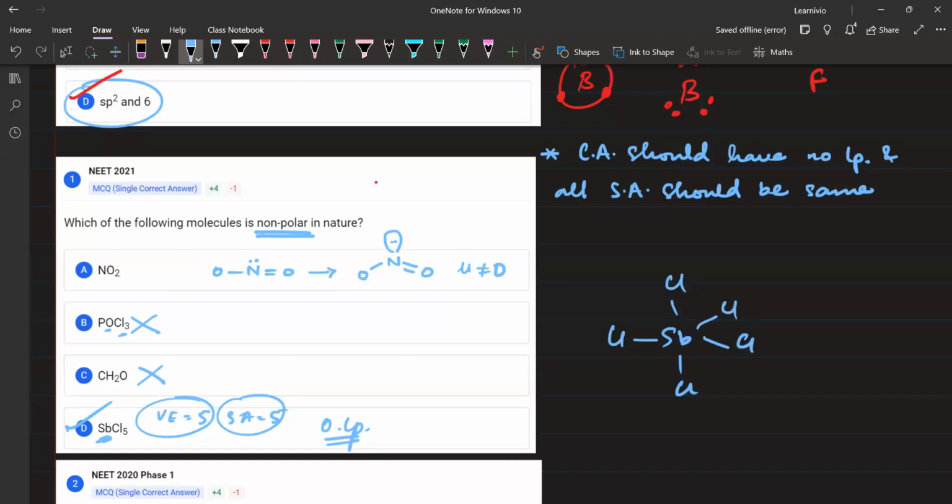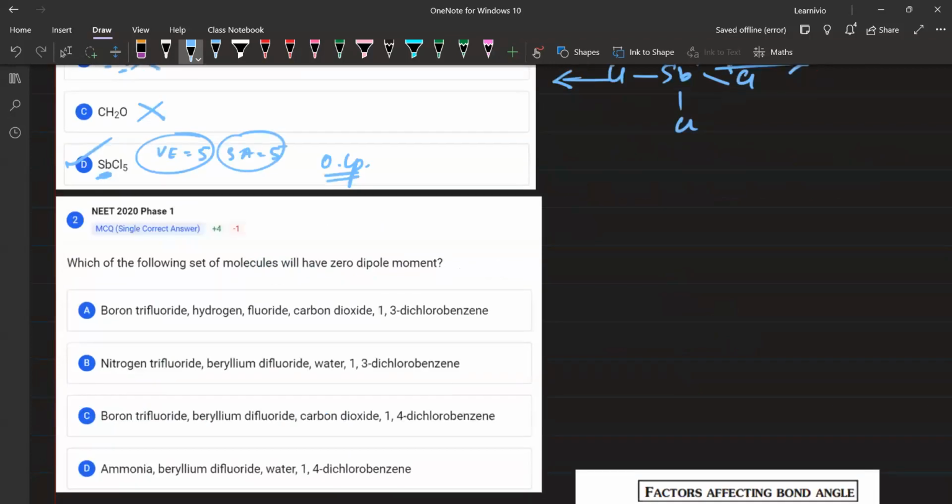Now in this case, if you see, the dipole moment above will be cancelled by the dipole moment below. So SbCl5 will be correct. Both of you gave it correctly. Try this also. It's a very simple question. Which of the following sets of molecules have zero dipole moment? Again, you have to see the same: zero lone pair and all surrounding atoms are the same. If they satisfy this, that's all. Okay. Very good.